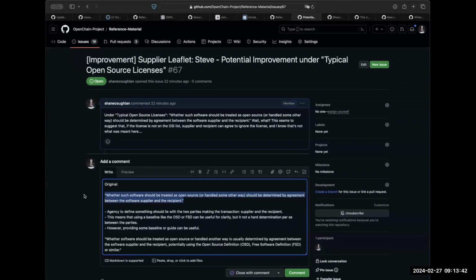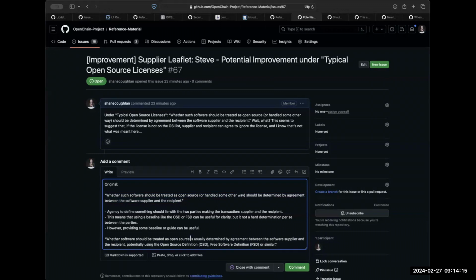So would it make sense then to go from this sentence, whether such software should be treated as open source or handled some other way, should be determined by agreement between the software supplier and the recipient, into whether software should be treated as open source or handled another way is usually determined by agreement between the software supplier and the recipient, potentially using the open source definition, free software definition, or similar. And maybe we can even reduce that, take out the "or handled another way."